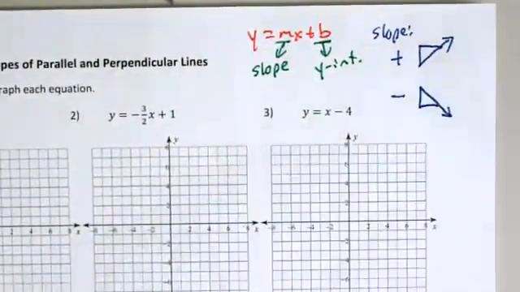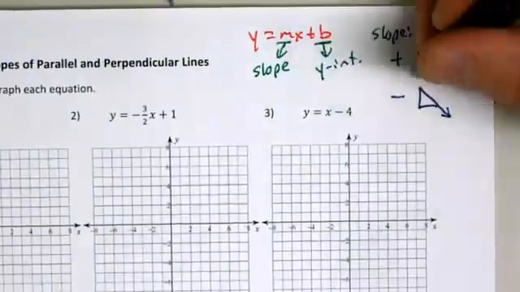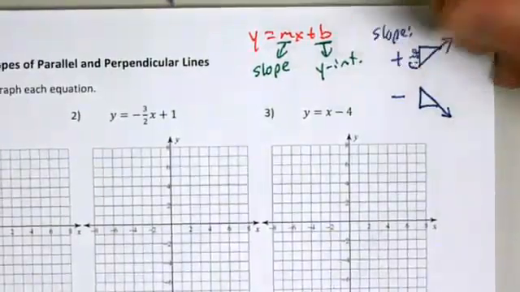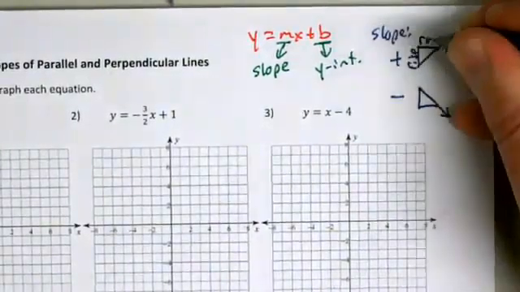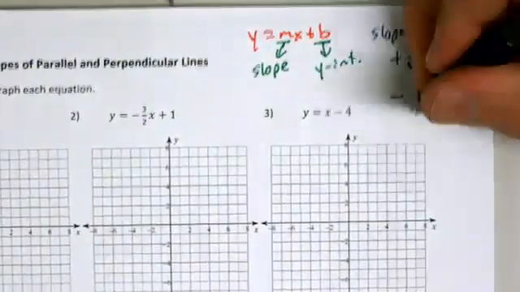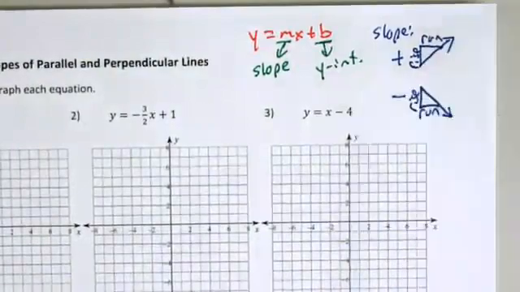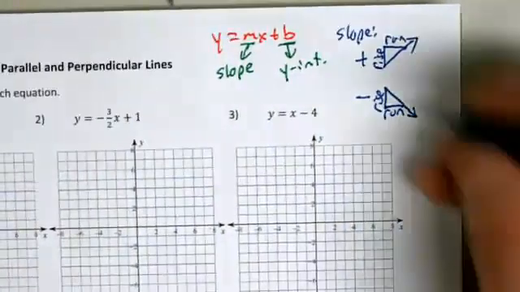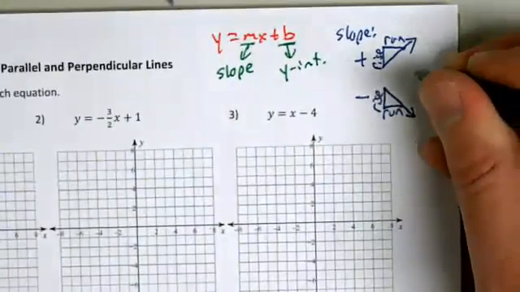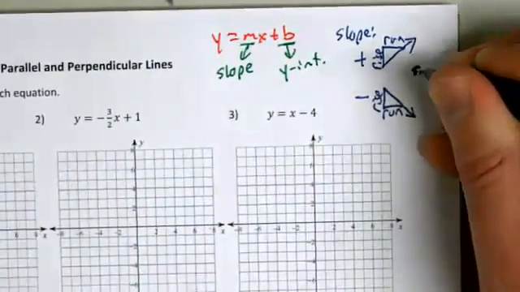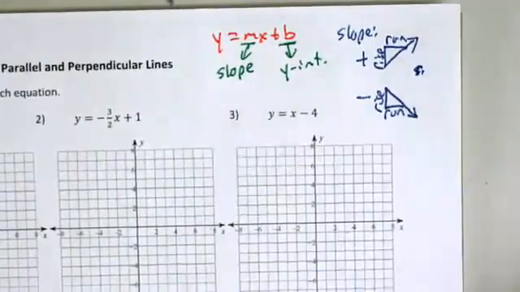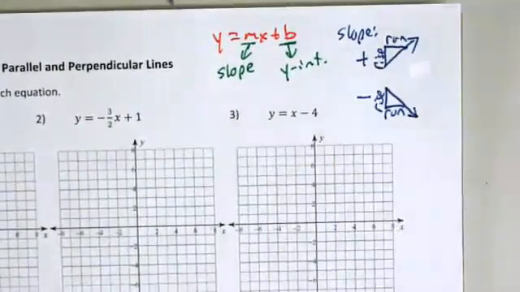when I'm doing this. And if you remember, slope is rise over run. So rise and run. And slope is always, it doesn't matter whether it's positive or negative, it's always rise over run.